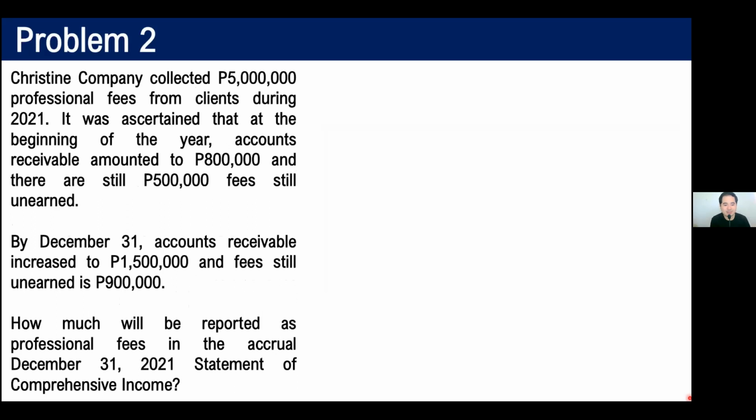Christine Company collected 5 million professional fees from clients during 2021. It was ascertained at the beginning of the year, accounts receivable amounted to 800,000 and there are still 500,000 fees still unearned. By December 31, accounts receivable increased to 1,500,000 and fees still unearned is 900,000. How much will be reported as professional fees in the accrual December 31, 2021 Statement of Comprehensive Income? How will you be interpreting the problem?